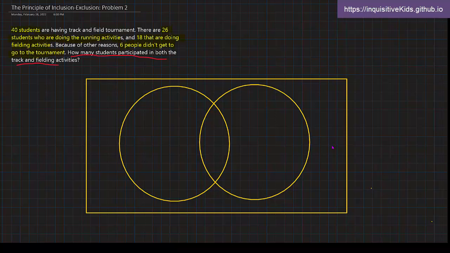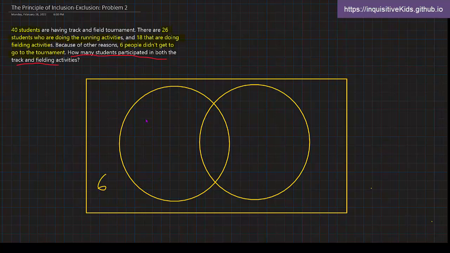Anyway, we know that there are 40 students. So the reason why I included this smaller Venn diagram inside this rectangle is because this whole rectangle has 40 students. And the amount of students that are part of the tournament is included in this Venn diagram. But there are still 6 students that didn't go. And this whole rectangle includes both of those types of people. So outside right here in this boundary, there are 6 people.